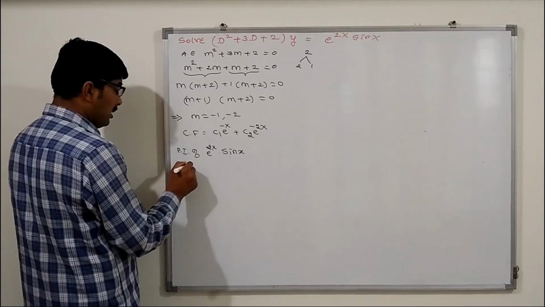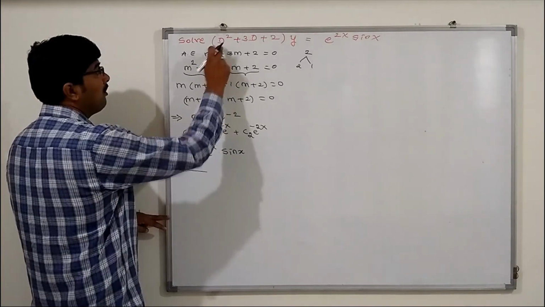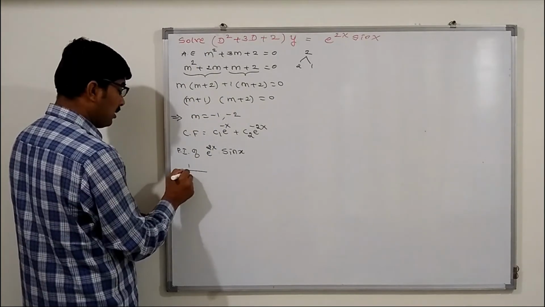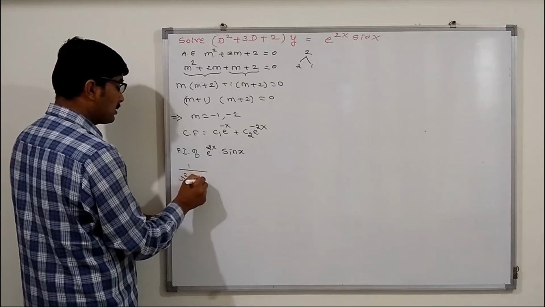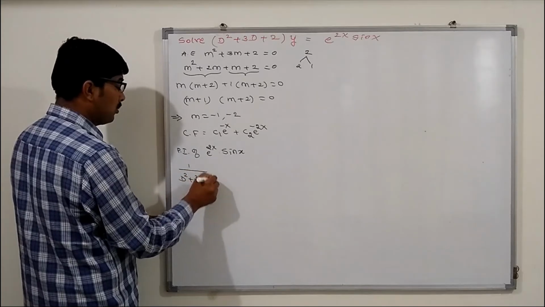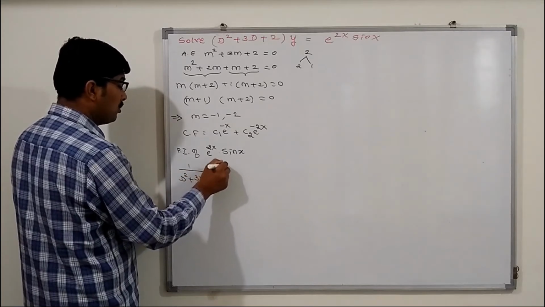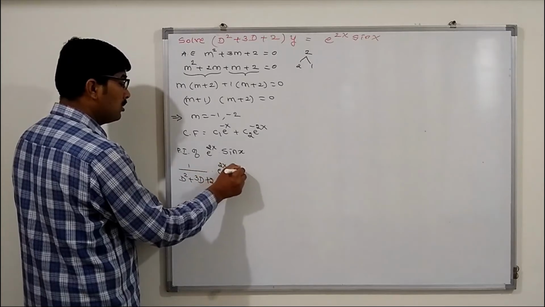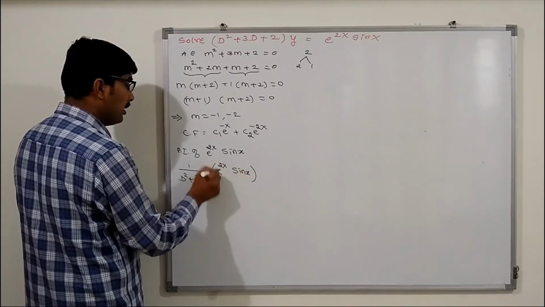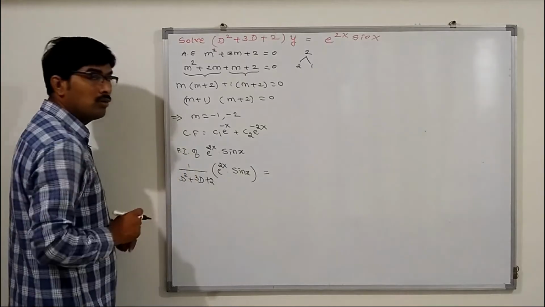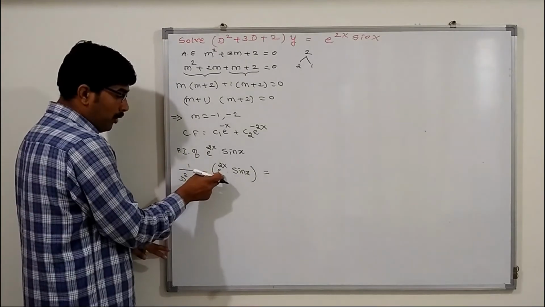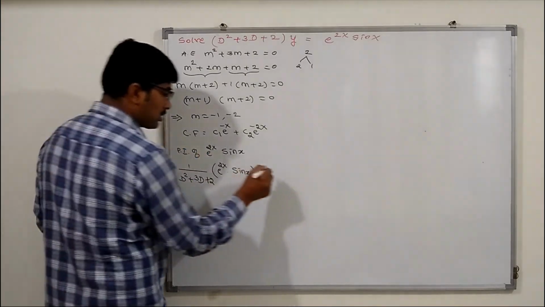What is the formula? That is 1 divided by f of D. F of D is nothing but D square plus 3D plus 2, of e raised to 2x into sin x. This is the particular integral of e raised to 2x into sin x. Now we have to take this e raised to 2x outside.